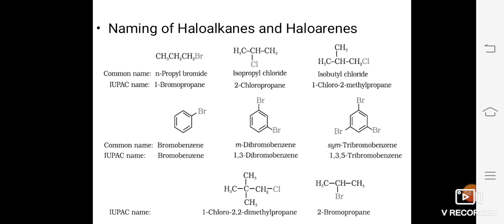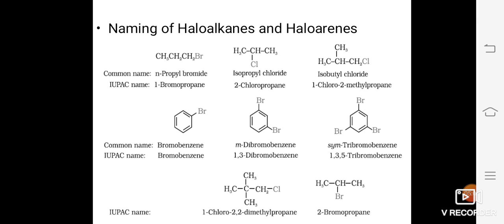The next compound is CH3 at the top and CH3 at the bottom, with CH2Cl. So the naming has to be done from the carbon atom which carries the halogen. Halogens have more preference when compared to a methyl, that is CH3 or CH2 group. So it is 1-chloro-2,2-dimethylpropane.